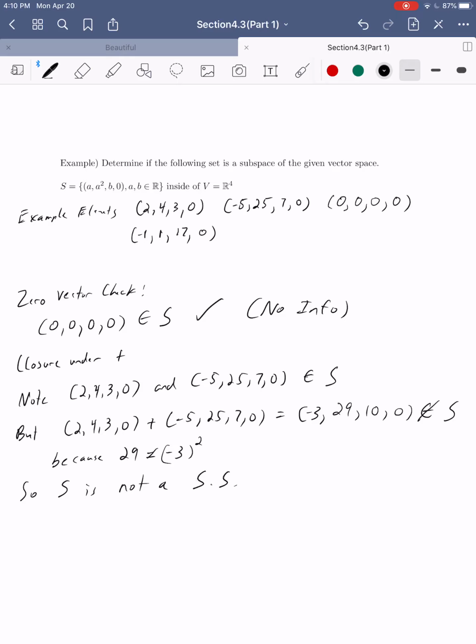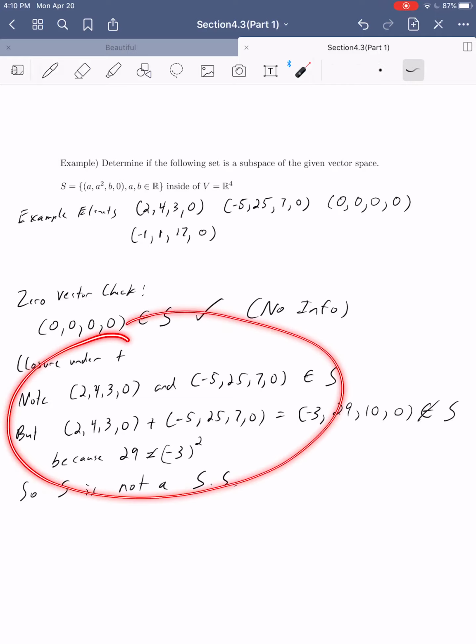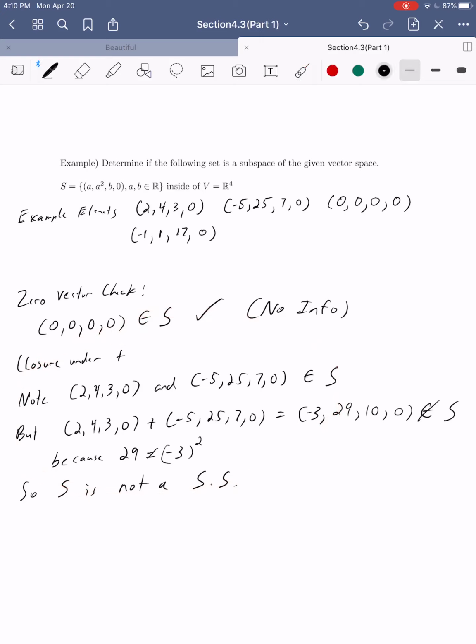Done. Now, this guy is technically done, but just for fun, I also want to show you guys that unlike the first one, this guy actually does fail under scalar multiplication too. So we'll just do this as a side note. Side note. Also fails scalar multiplication closure. We can actually use this same element here. Let's just multiply it by, I don't know, maybe 3 or something. So 3 times 2, 4, 3, 0 would be something like 6, 12, 9, 0.